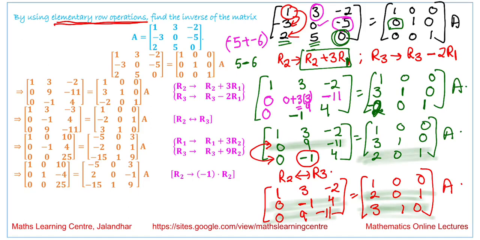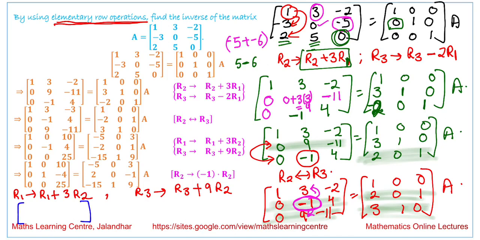Now what we have to do next is, look at this element over here, it is minus 1. Now with the help of this minus 1 we have to make both these terms 0. So the operation we are going to apply over here is row 1 approaches row 1 plus 3 times row 2, and row 3 approaches row 3 plus 9 times row 2.